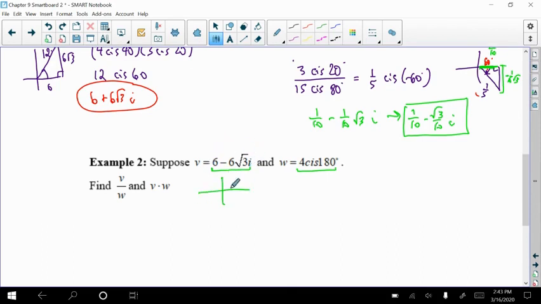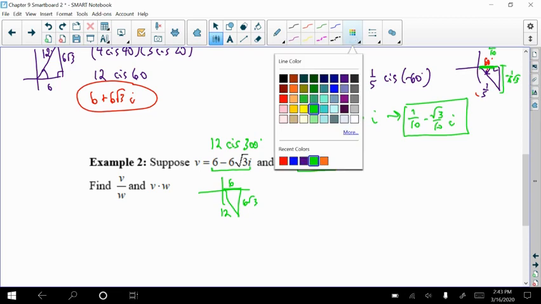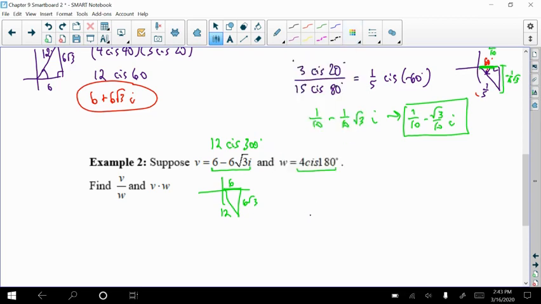So I might look at that example and say it's over 6 and down 6 root 3. So if I'm over 6 and down 6 root 3 in the i direction, that's a hypotenuse of 12. So another way to represent this point is 12 cis 300 degrees. And once I do that, it's much, much easier to combine them. So if I'm going to do v divided by w, so v is 12 cis 300 divided by w, which is 4 cis 180.